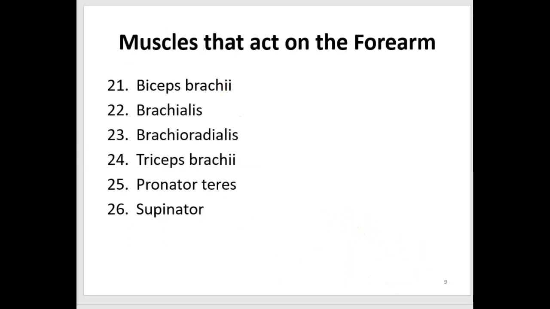Okay, now we're going to look at muscles that actually act on the forearm. They're located in the upper arm for the majority of them, not all of them, but they act on the forearm. So they're going to act below the level of the elbow.